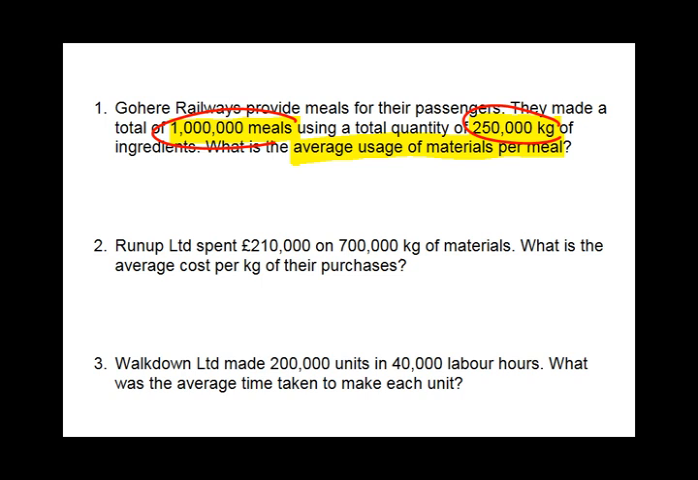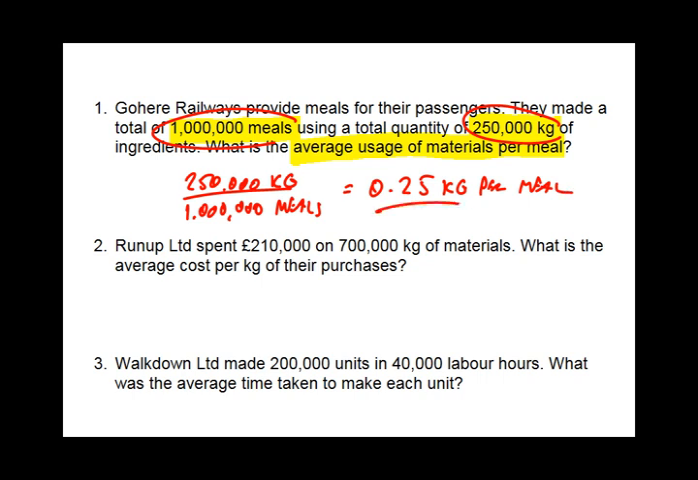Now to work out the average, what I need to do is take the total number of kilograms, the 250,000, divide by the number of meals we managed to get from that, the 1 million meals. Now if you do that on your calculator, 250,000 kilograms over 1 million meals gives me an average of 0.25 kilograms per meal, or 1/4 kilogram per meal, as expected, less than 1 full kilogram per meal.